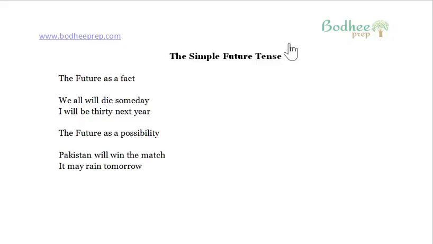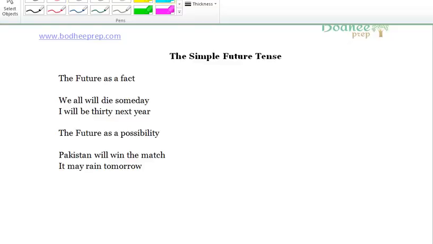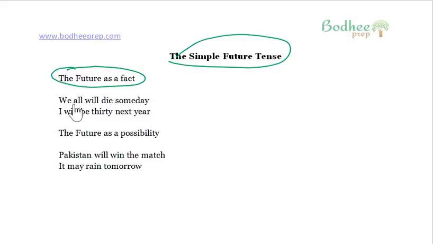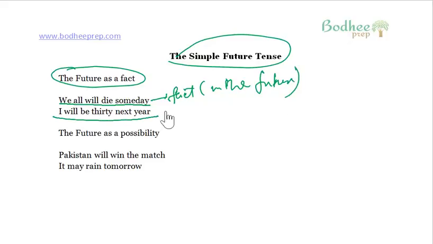Now we have here the simple future tense, and the simple future tense does not have as many categories as the simple present tense had, and this is relatively easy for us to understand. The simple future tense is used when the future is a fact. We all will die someday. This is a fact which is there in the future, right? So we all will die someday, and I will be 30 next year. Again, the future as a fact, right?